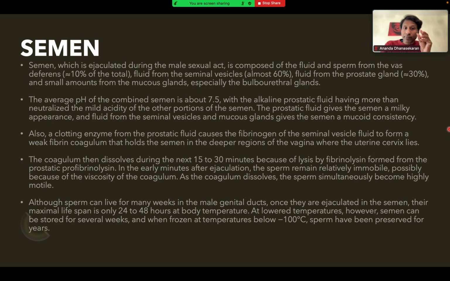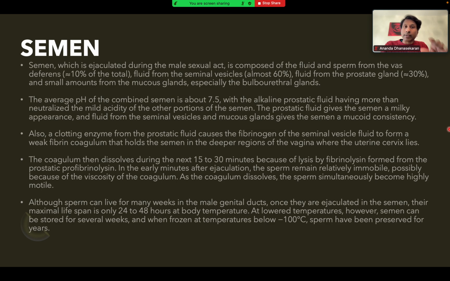This coagulum, when it enters the female tract, dissolves in the next 15 to 30 minutes by fibrinolysin, which is the enzyme we discussed. And this dissolving of the semen is very important in releasing those millions of sperms. Sperms can live many weeks in the male glands, but once they enter the female, they can stay only 1 or 2 days, which we have also discussed very well.